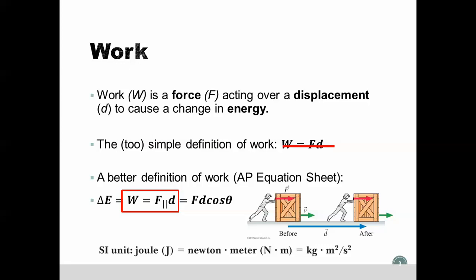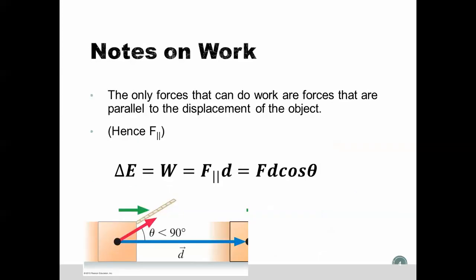First, let me just say that the units for work are going to be the joules, which is a capital J. 1 joule equals 1 Newton times a meter, which is equal to kilogram times meter squared per second squared. These are the same units we use for energy. So the only forces that can do work are forces that are parallel to the displacement of the object, which is what we call F parallel.